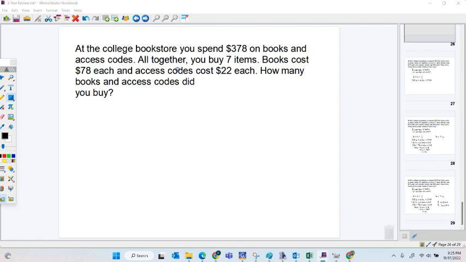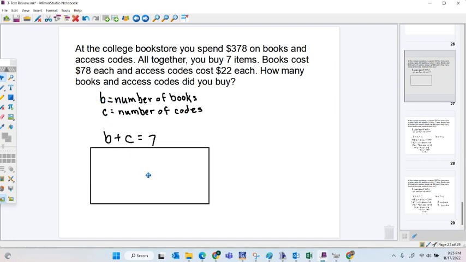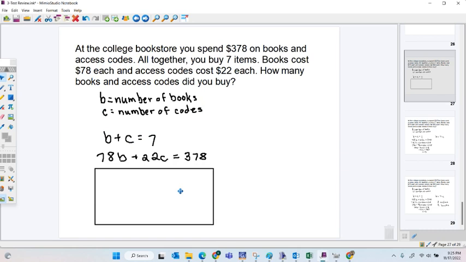Books are $78 each and access codes are $22 each. So altogether we have B is the number of books and C is the number of codes. Of course, any variable you like would be just fine. B number of books, C number of codes. Together you have 7 items. B plus C is 7. In terms of money, the books are $78, so 78B, 22C, because each code costs $22 and altogether that's $378. So there's your money equation.